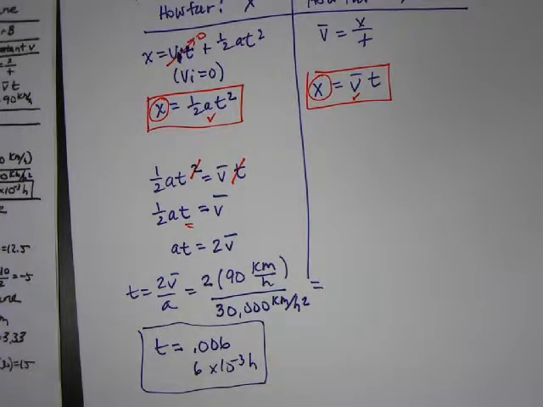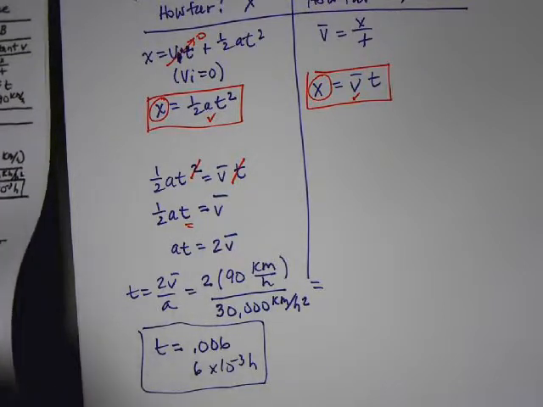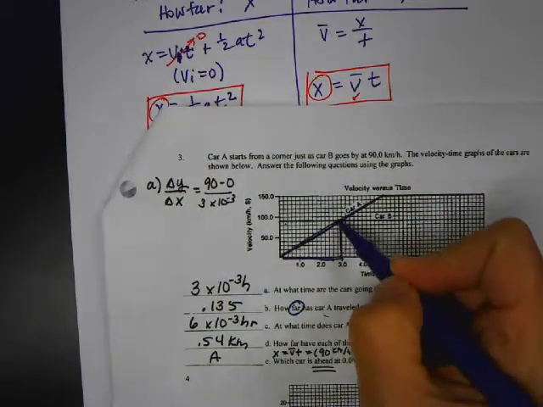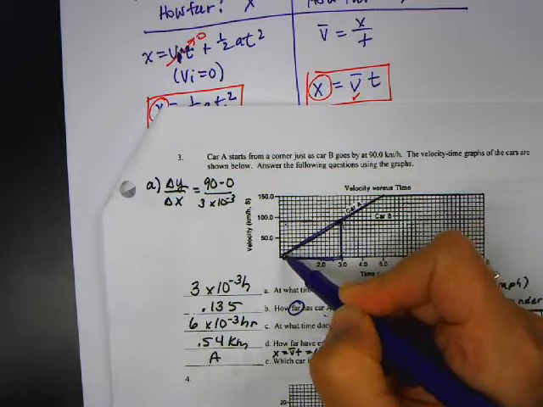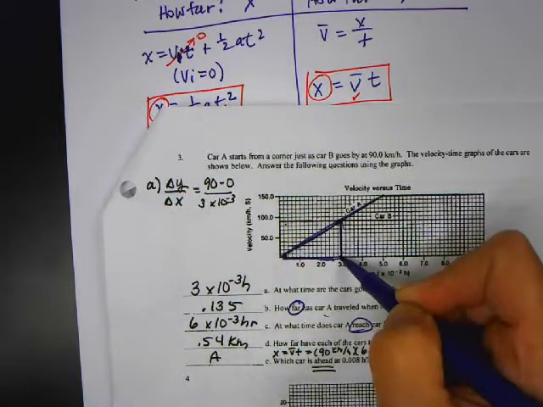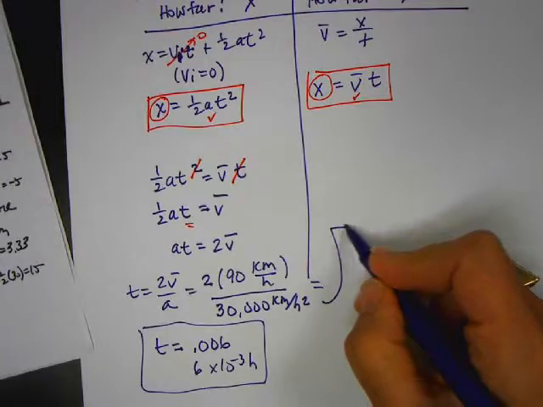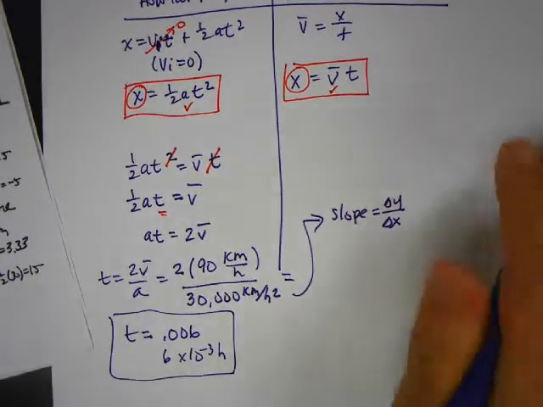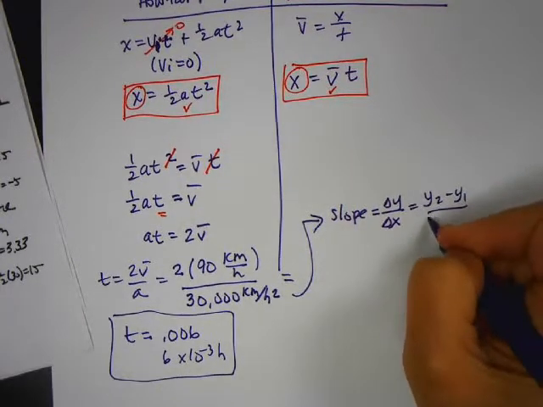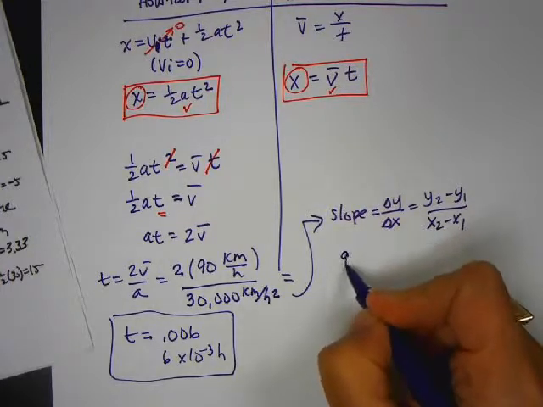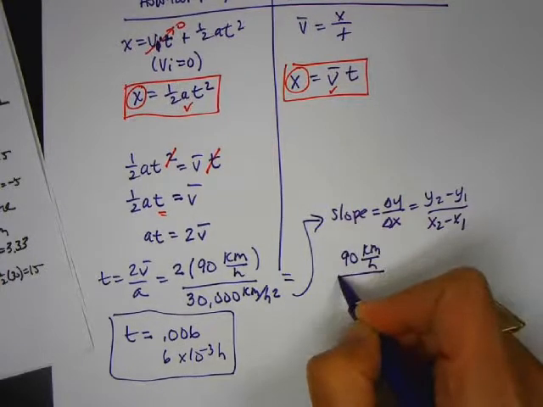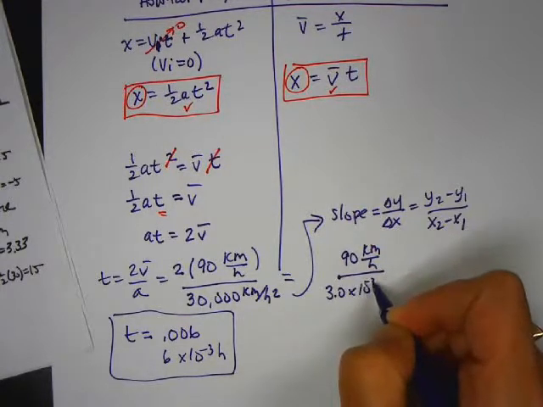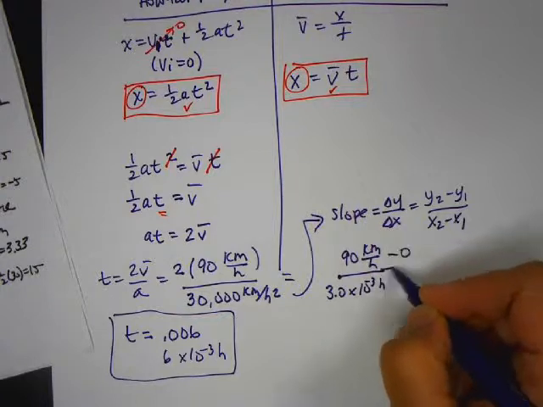Now, going back to finding the slope, when you find the slope, you find the slope of any 2 points on the line. So I see here that when I found the slope, I just did this point, 90 minus 0 over 3.0 times 10 to the negative 3 minus 0. So remember, slope is delta y over delta x. If it goes through the origin, y2 minus y1 over x2 minus x1. So I did 90 kilometers per hour divided by 3.0 times 10 to the negative 3 hours minus 0.